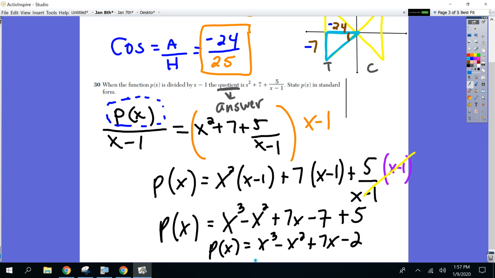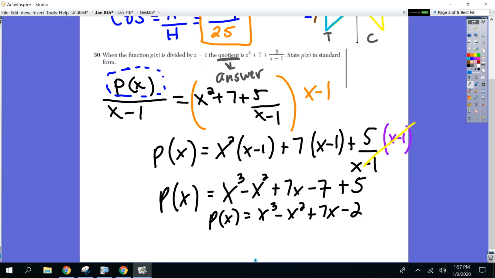Real quickly, go back to the directions. It says p of x has got to be in standard form. Do you know what that means? Exponents have to go in order. So if they weren't, I'd have to rearrange them. But luckily for us, they were. Questions there?